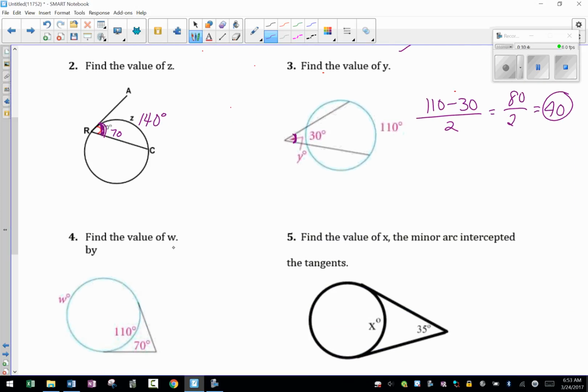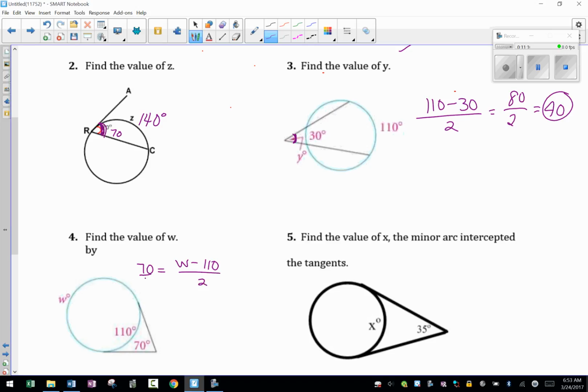Find the value of W. Okay, well, this is 2 tangents. This guy's 70. 70 should be 1/2 the difference of W and 110. So what I could do is write an equation that said 70 equals W minus 110 over 2.